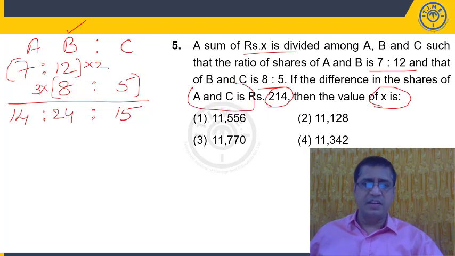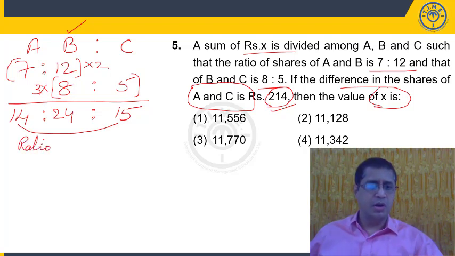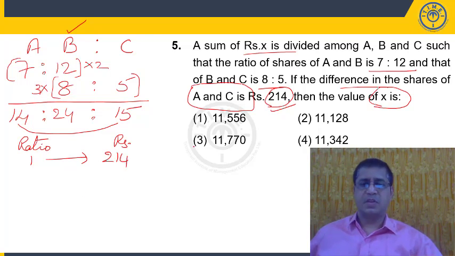Now what is given here? The difference in the shares of A and C is given here as 214. Difference in the shares of A and C means the ratio wise difference. What is the difference in the ratio? It is one part. That one part is equal to the difference amount wise, 214. Then find the value of X.